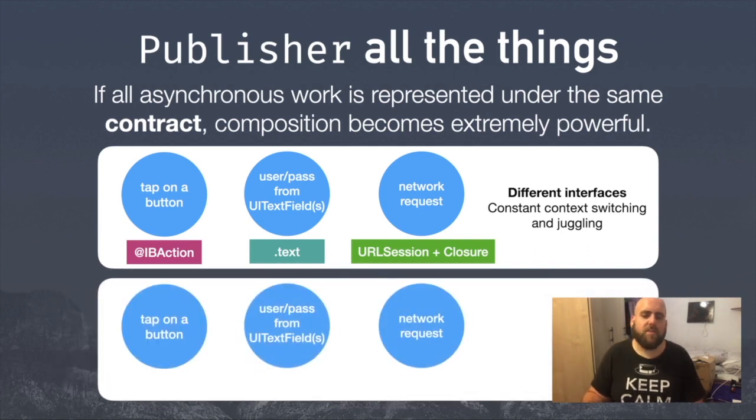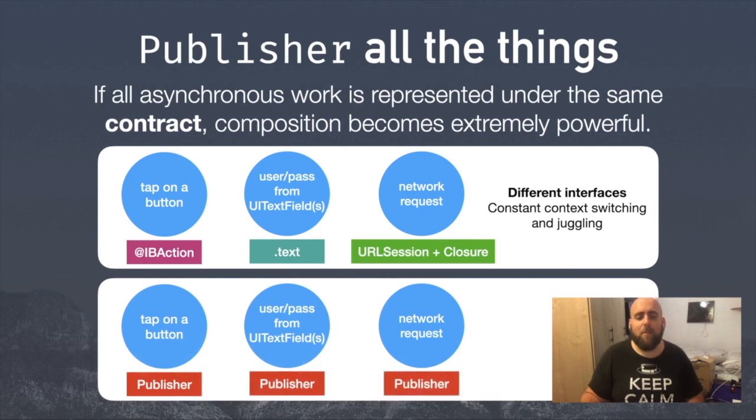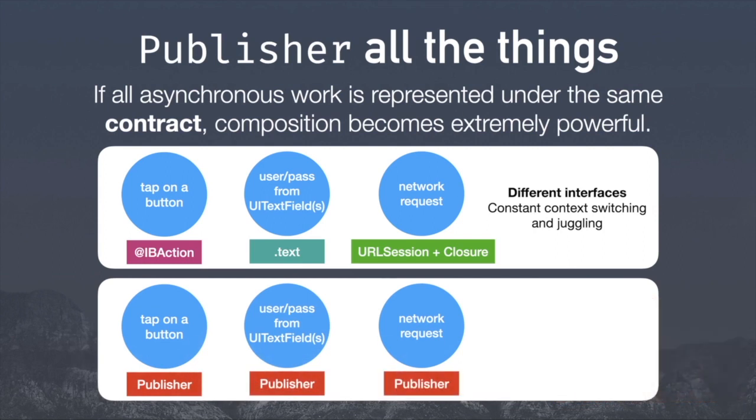In Combine, all of these things are presented the same way, publisher, publisher, publisher across the board. That means we can compose them. We have a unified way of representing how these different pieces of work occur in our system. So we can really easily reason about them, move them around, put them together, which is really cool and useful.